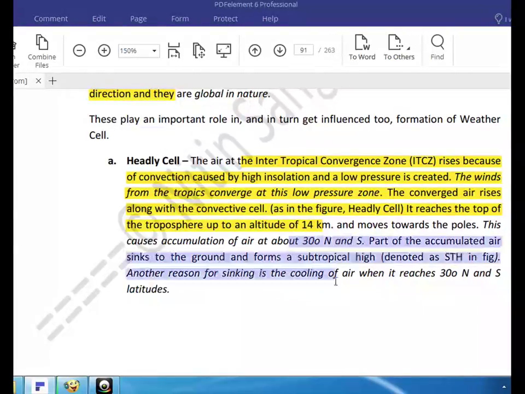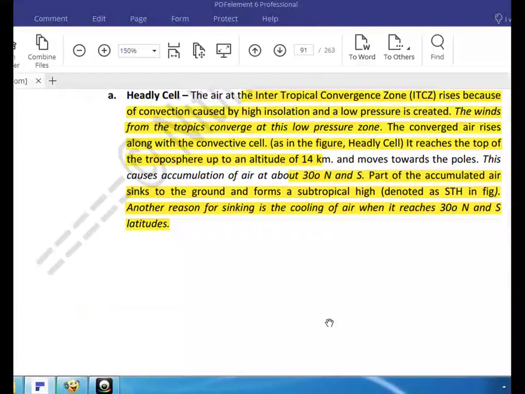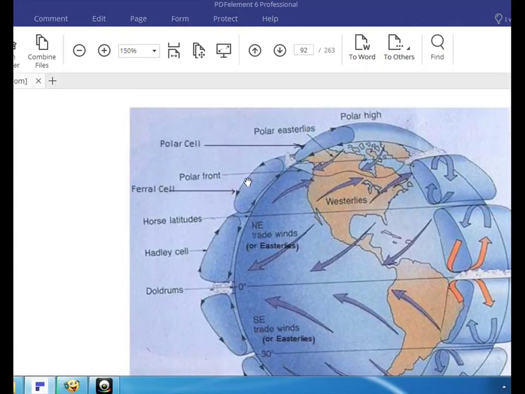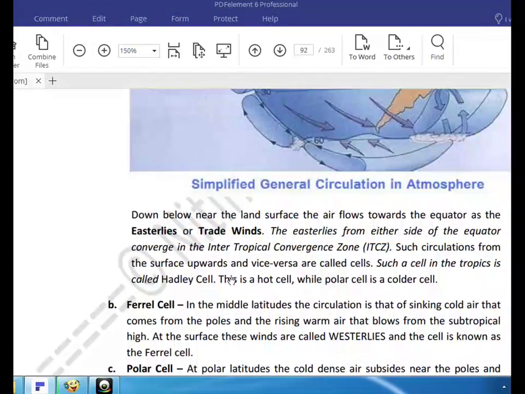This causes accumulation of air at about 30 degrees N and S. Part of the accumulated air sinks to the ground and forms the subtropical high, denoted as STH in the figure. Another reason for sinking is the cooling of air when it reaches 30 degrees N and S latitudes. Down below near the land surface, the air flows towards the equator as the easterlies or trade winds. The easterlies from either side of the equator converge in the intertropical convergence zone, ITCZ. Such circulations from the surface upwards and vice versa are called cells. Such a cell in the tropics is called Hadley cell. This is a hot cell, while polar cell is a colder cell.